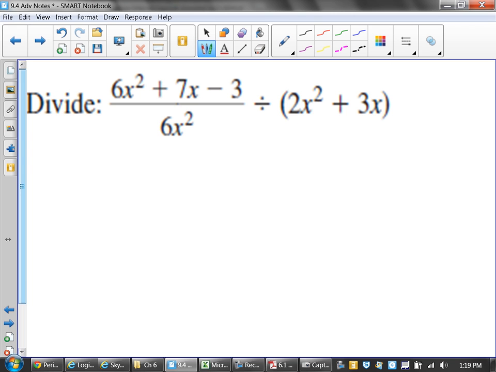How do you factor with leading term coefficients not equal to 1? How do I factor 6x squared plus 7x minus 3? What do you do? You can't, so you multiply. Good. What do you get? What times what is negative 18 and adds together to get 7? 9 and negative 2. Good.